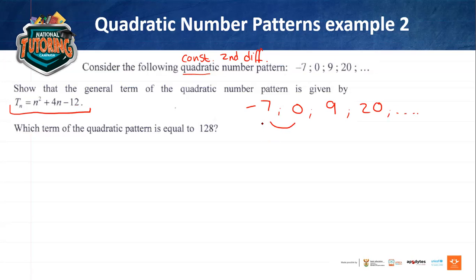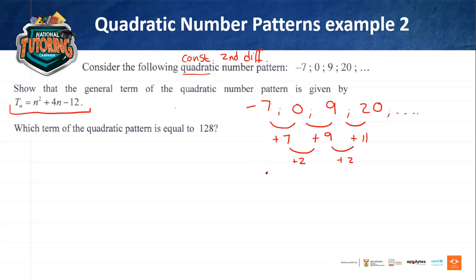My first difference here, from -7 to 0, we add 7. From 0 to 9, we add 9. And from 9 to 20, we add 11. So we can see that our second difference is constant, and it is a +2. We add 2 each time. So yes, it is quadratic.